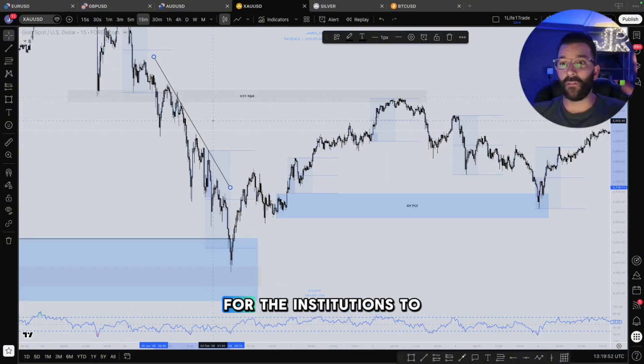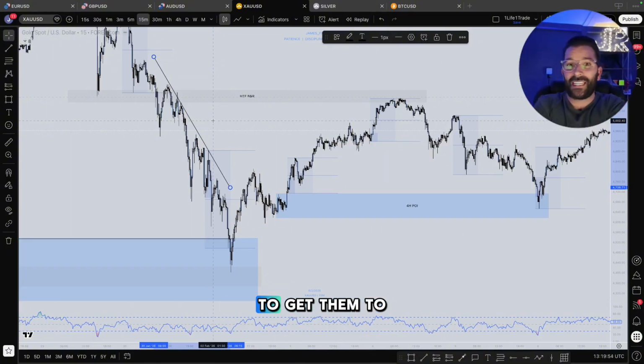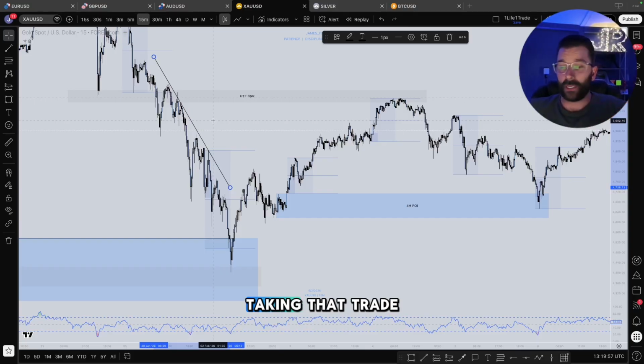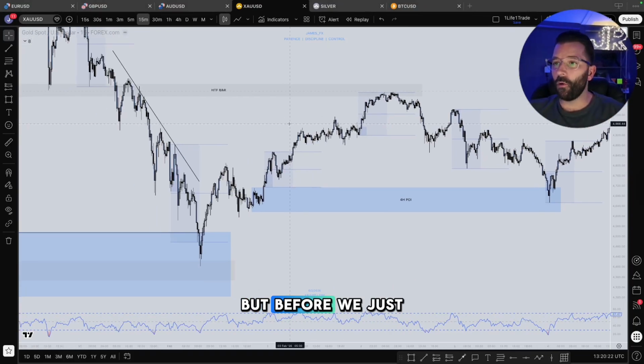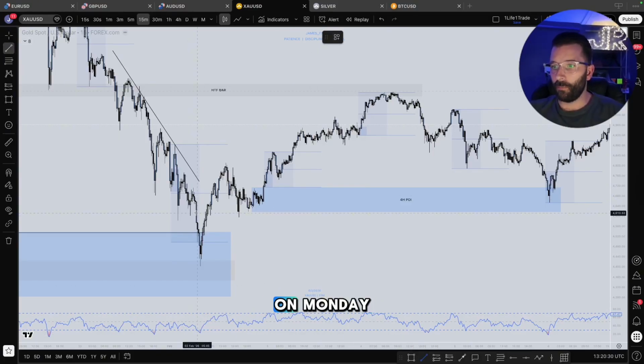It needs to stop them out for the institutions to get that money, to make it worth them taking that trade. So it had a purpose to go up, but before we just jump on it, we want to wait for confirmation. So we wait for a nice area to be broken. I know this is on Monday and I didn't do anything on Monday, but still it gave me confirmation.